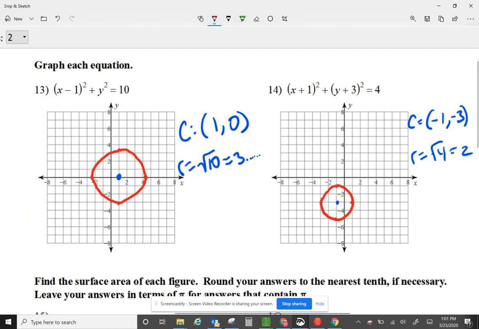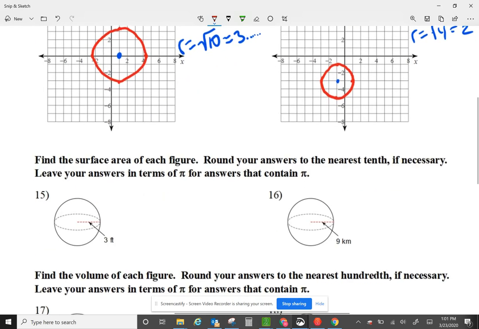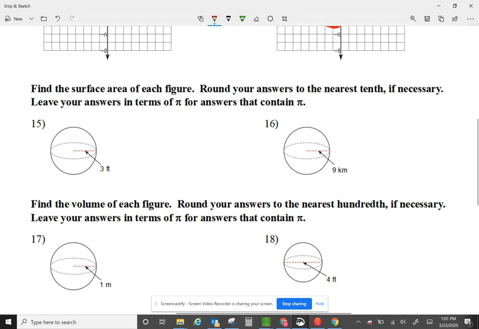And there's my circle. After circles, we move into spheres. Questions 15 and 16, I'm asking to find the surface area of a sphere. We said that the surface area of a sphere was going to be 4 circles. So it's going to be 4 radius squared pi.